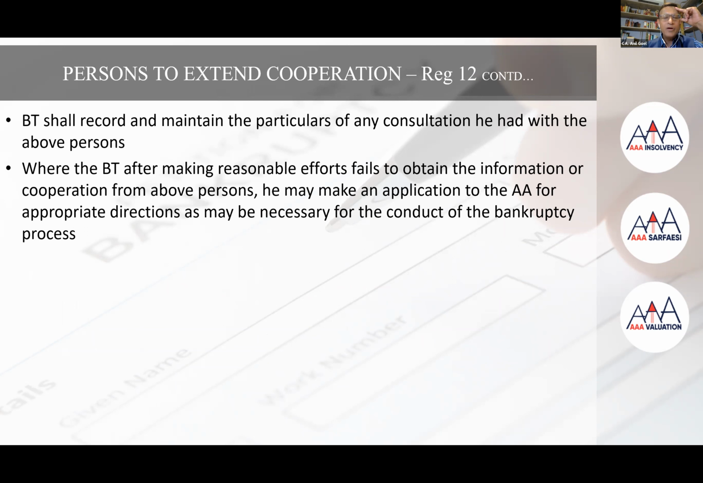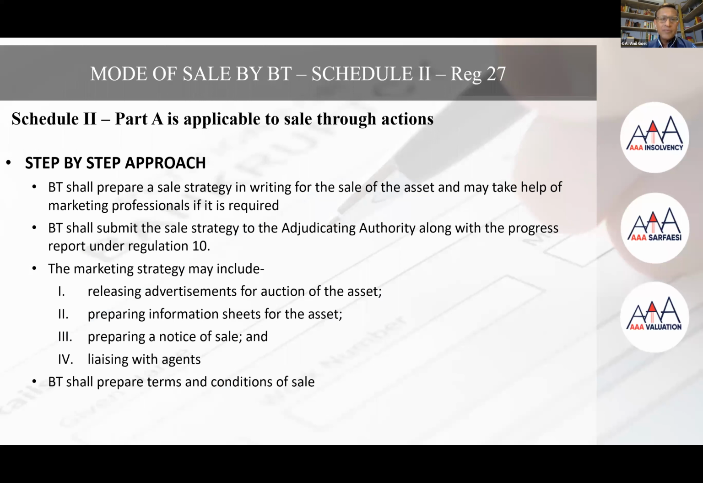And this is again a Section 9 application kind of thing, where the BT, after making reasonable effort, fails to obtain the information or cooperation from the above persons, he may make an application to the adjudicating authority for appropriate directions as may be necessary for the conduct of the bankruptcy process. So this is again like the application everyone is filing in CIRP that there is no cooperation. So a similar application is also provided here.